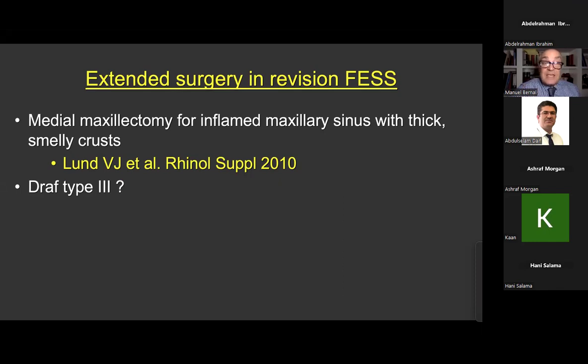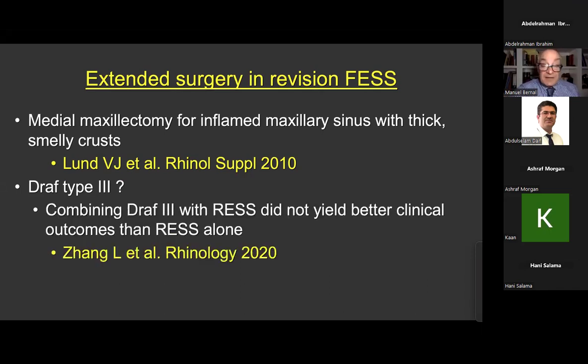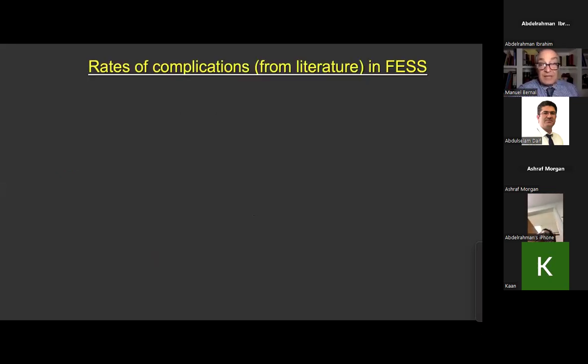The question is, do we include a Draf type 3 in an extended revision FESS? Well, that is very interesting to study because most experts would say, yes, of course, because if we open the frontal, there is enough space for the rinsing and the saline solution to go in. But it showed that combining a Draf type 3 with radical endoscopic sinus surgery did not yield better results as compared to radical endoscopic sinus surgery alone. And this was published recently. So as I am not such a good friend of performing Draf type 3s or frontal drill out procedures on a regular basis, I think that paper made me pretty happy because I rarely do Draf type 3, even nowadays.